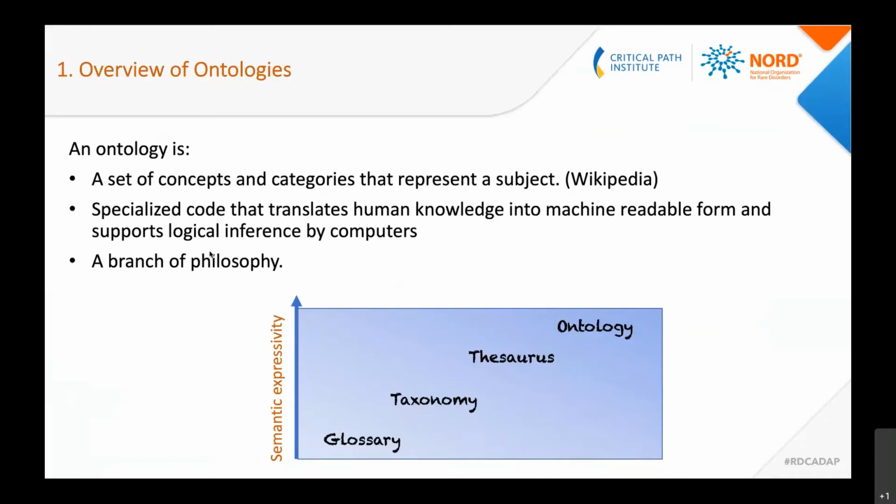So I like to think of an ontology as specialized code that translates human knowledge into a machine-readable form and supports logical inference by computers. And I'm going to go through all of those steps and how those work in the coming slides.